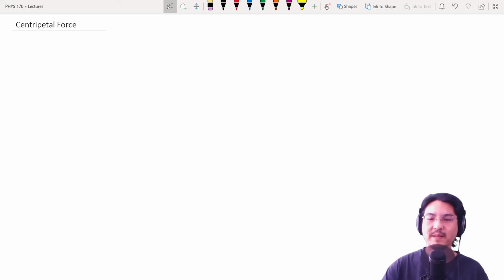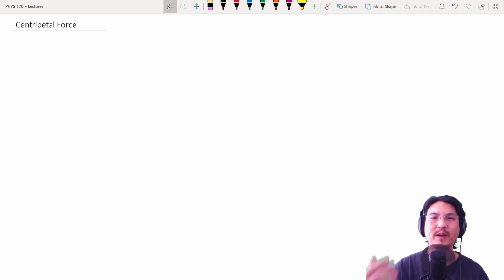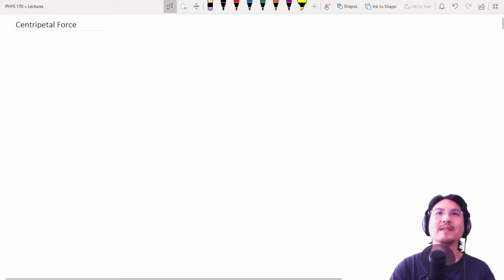Hey everybody, let's talk about centripetal force. In this application, centripetal is an adjective, right? You can have forces like gravity, tension. Centripetal just indicates the direction of the force, which is toward the center. Center seeking is what centripetal means.